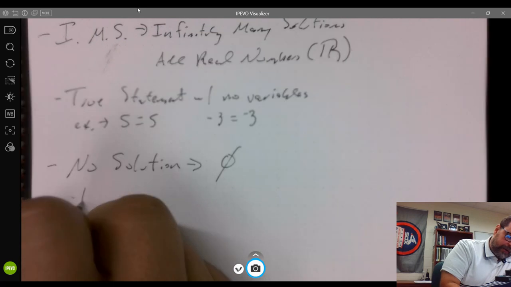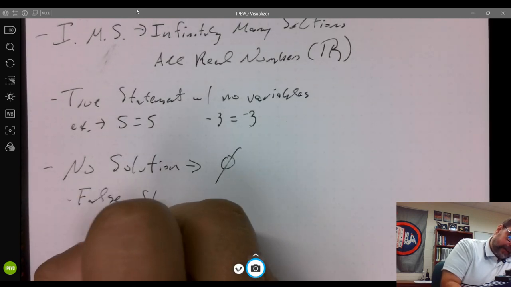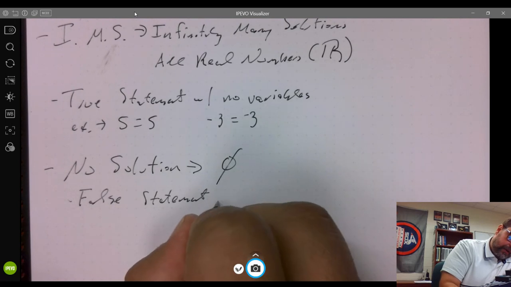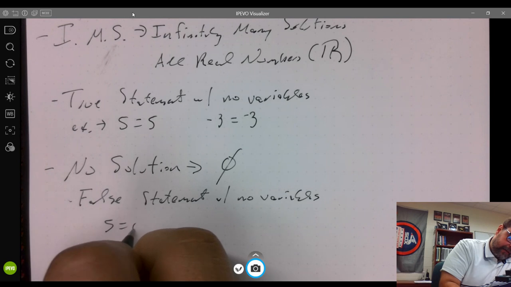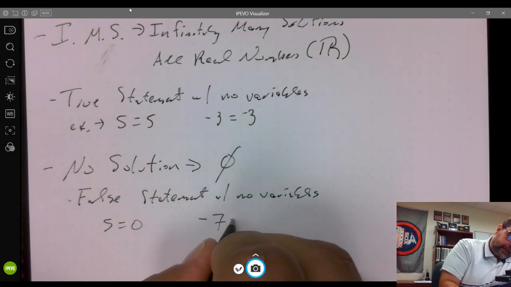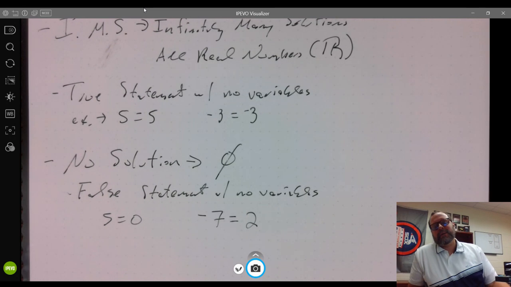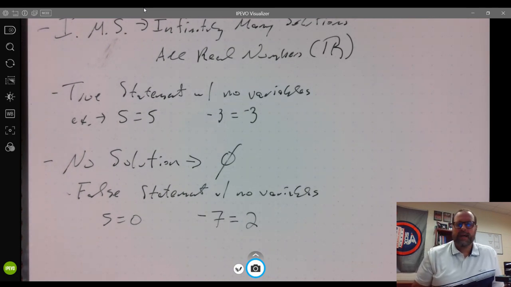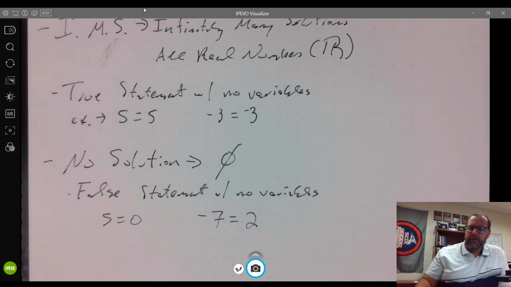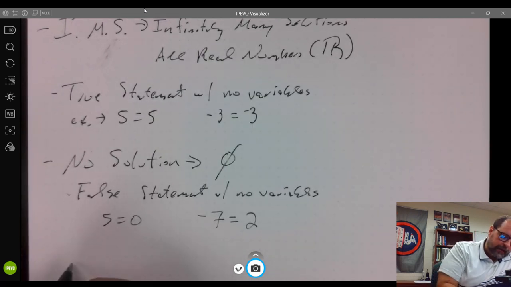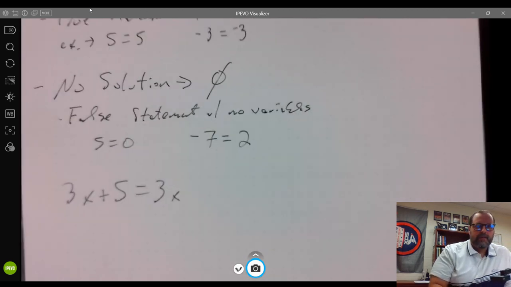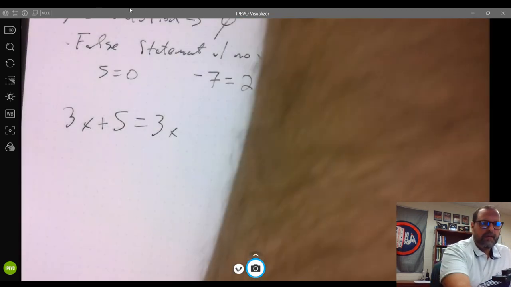So this is going to be a false statement with no variables. So for example, you'd have 5 equals 0, or negative 7 equals 2. At the end, you're going to get something that does not make any sense. Okay? So when you're solving, nothing changes in the problems that you're solving. How you do it, everything is exactly the same. So I'm going to do a quick one here. 3x plus 5 equals 3x.